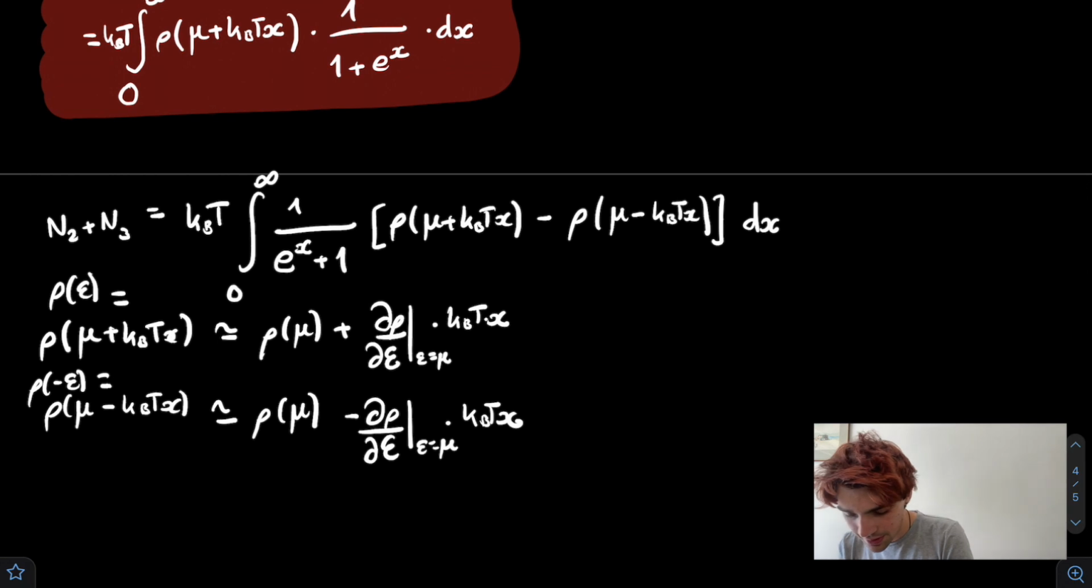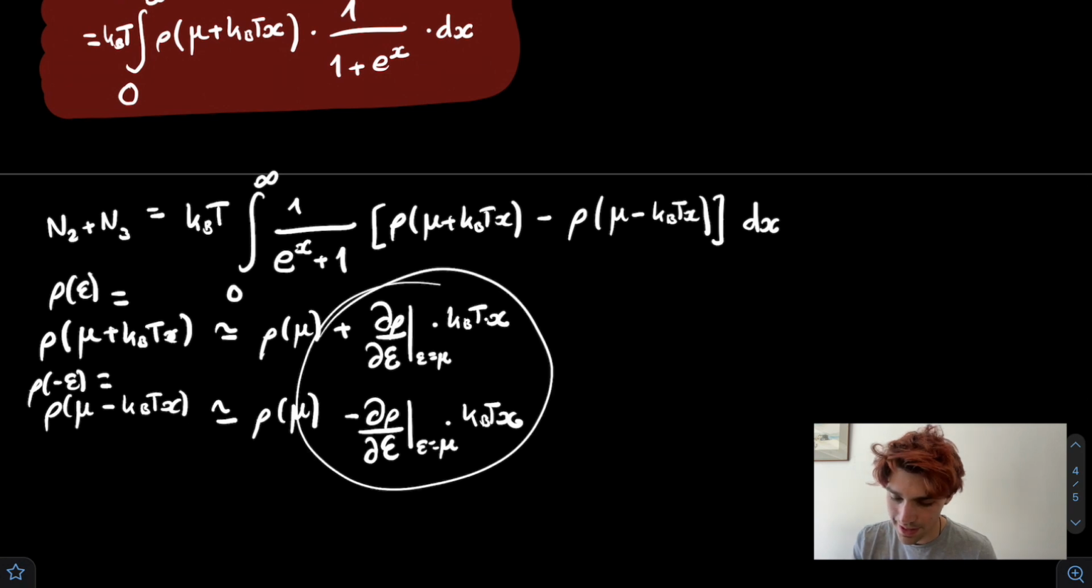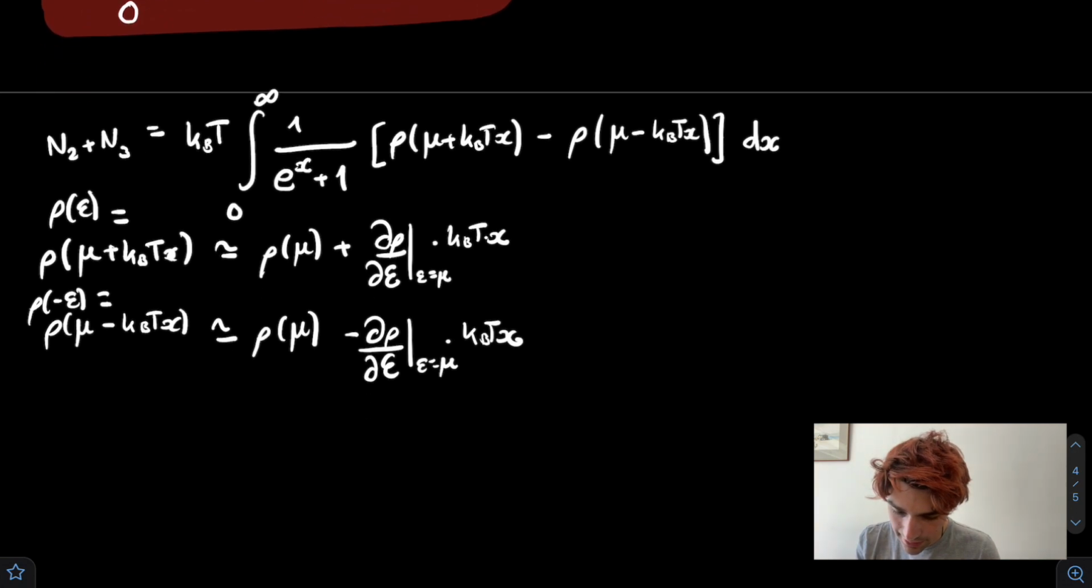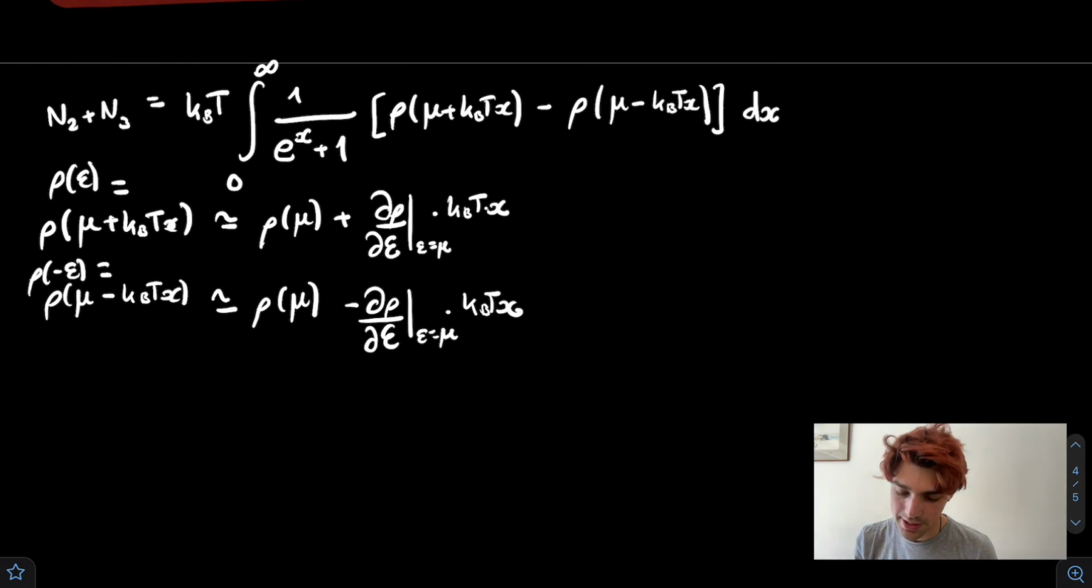So when we subtract these two terms, you can notice that this rho of mu is common to both terms, but it's just being added and subtracted again. So the only terms that are not going to cancel out are the second terms in both expansions, because they have a different sign. So let's write in the second terms in this integral right here. In fact, I'm going to add on the term that we had before, which was the amount of particles at temperature equals 0.